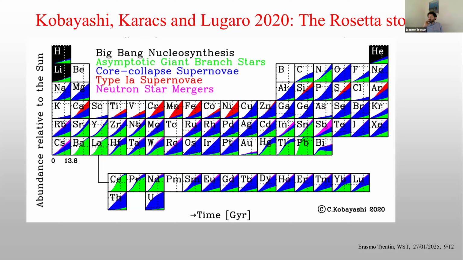The contribution of the slow process is non-negligible, but still they are the elements that are mostly produced by our processes.